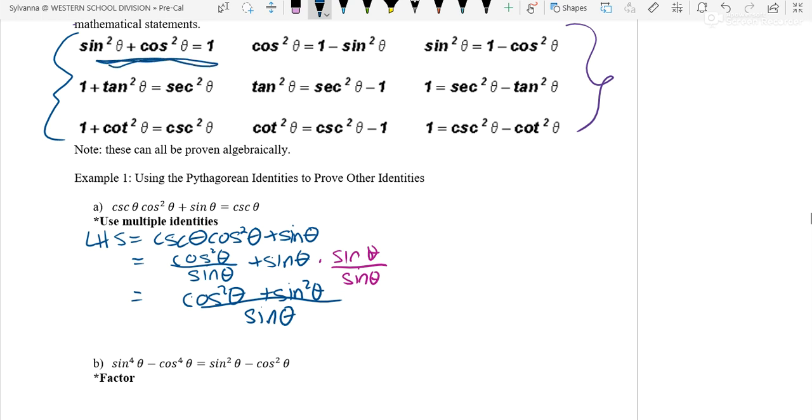So what I can actually do is replace the entire numerator with 1, and then we're just left with sine theta on the bottom. Oh wait, but that's also cosecant theta. This is our right-hand side, and now we're done. So in this case, we used the identity from last time, that cosecant is equal to 1 over sine theta. And then we used a new identity that we just looked at: cos squared theta plus sine squared theta is 1.